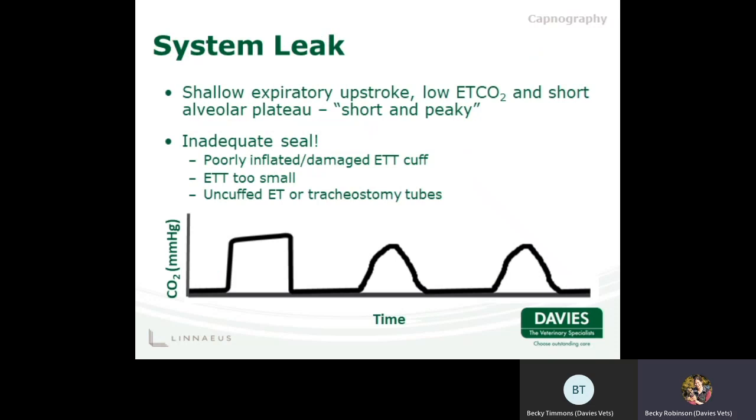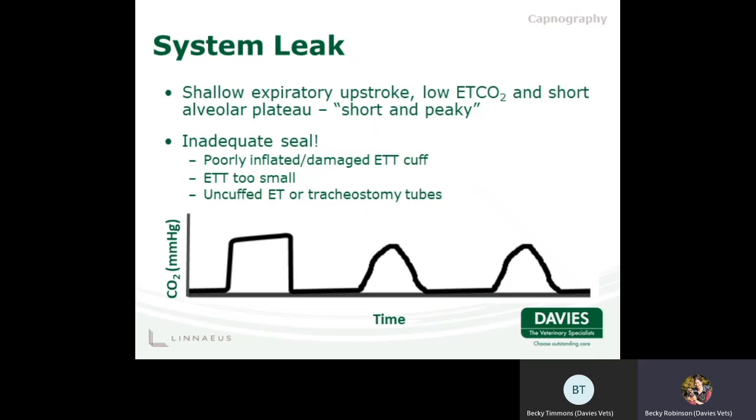And then finally, we've already briefly touched on this, is what we might see if we have a system leak. And this example is almost pathognomonic for a system leak. What we tend to see is a shallow expiratory upstroke, a low end-tidal carbon dioxide, and a short alveolar plateau. And personally, I tend to call these short and peaky waves.